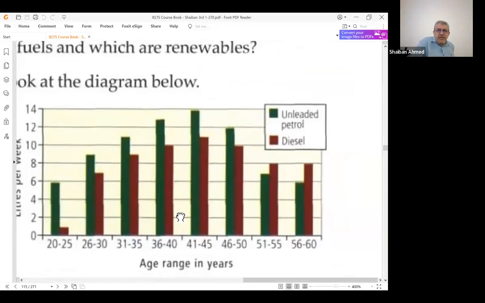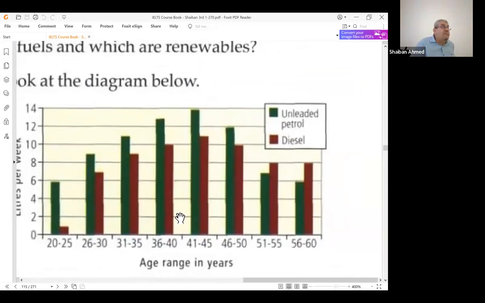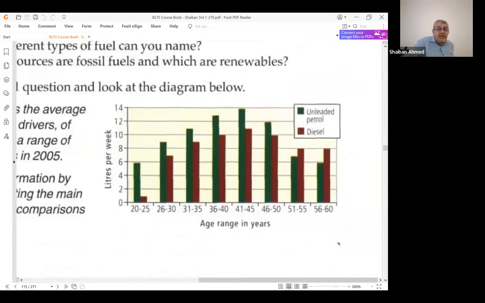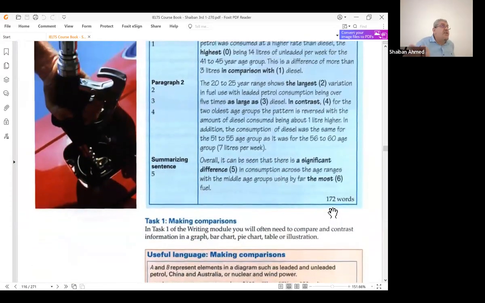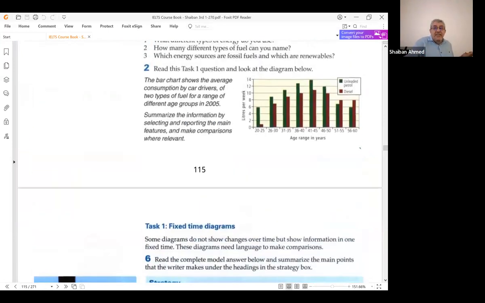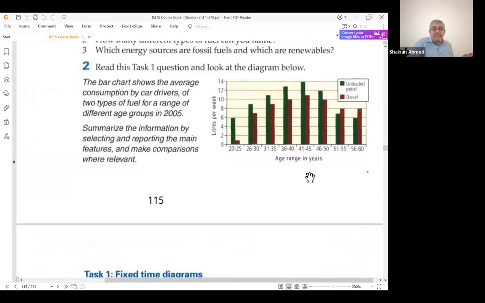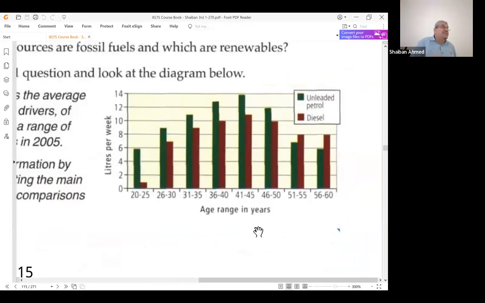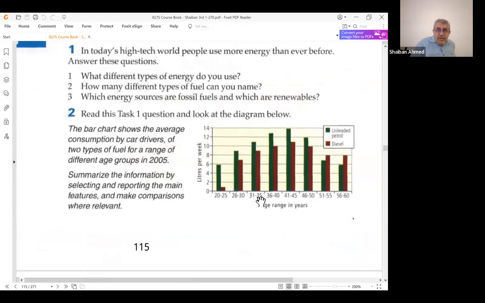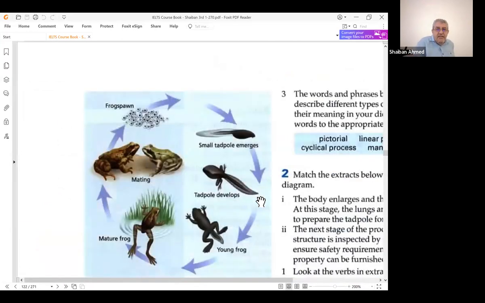The comparison between unleaded petrol and diesel, we had in the model answer 7 or 8, I think. So 7 comparisons in here. Why 7? Because the graph has too many comparisons, so I need more than 2. But the other one here about the process, if you look at the process here, maybe you give me 1 or 2 maximally.